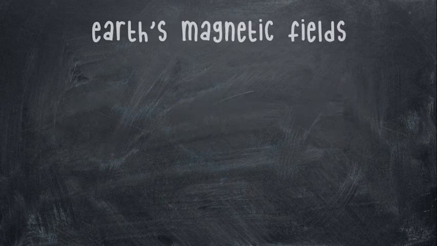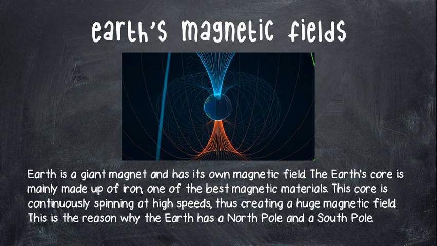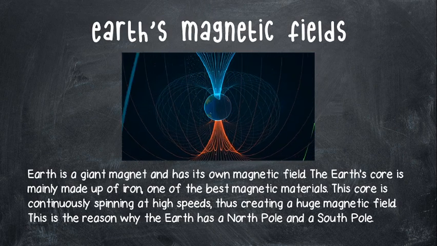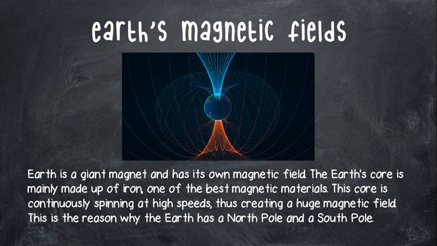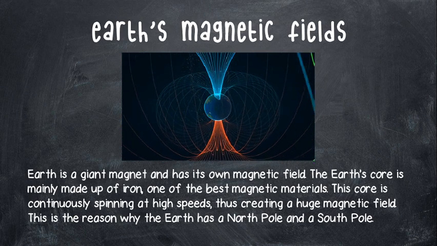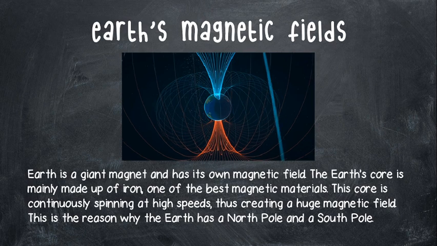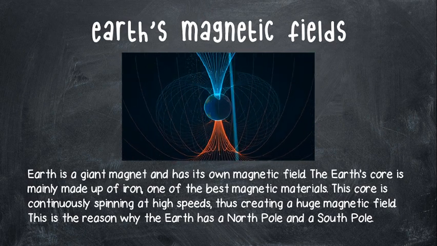Okay, next, the Earth's magnetic field. Earth is a giant magnet and has its own magnetic field. The Earth's core is mainly made up of iron, one of the best magnetic materials. This core is continuously spinning at high speed, thus creating a huge magnetic field. This is the reason why the Earth has a North Pole and a South Pole.